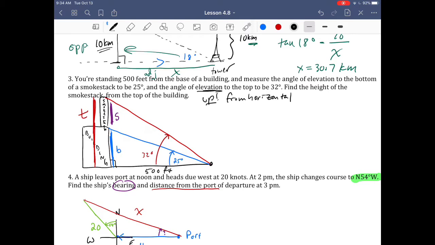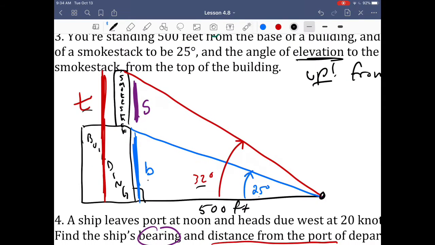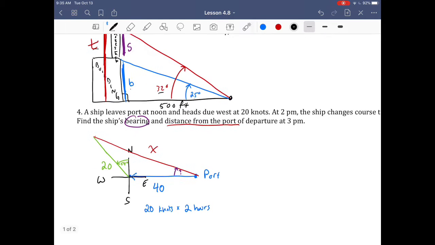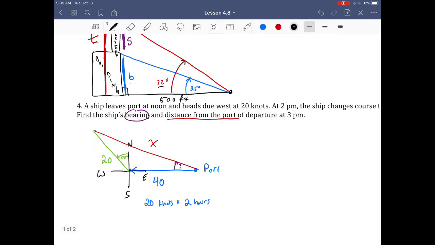So what you're going to need to do is use the 25 to find B, then use the 32 to find T, and then the purple, the smokestack itself, is going to be red minus blue. And then for number 4, first of all, a knot is a nautical mile per hour. So if they start at noon and travel for 2 hours, they've gone 40 nautical miles west. That's the blue.